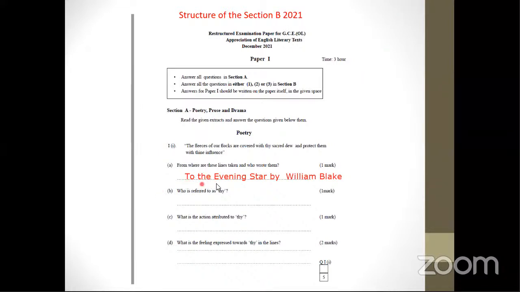Here, T must be capital, E must be capital, S must be capital, as it appears in your textbook. And William Blake, the name should be exact spellings. Because we have to respect all these authors for their good deed and the remarkable service done to the world of literature. It is a dishonor if you write the name wrong. So remember, write it correct.